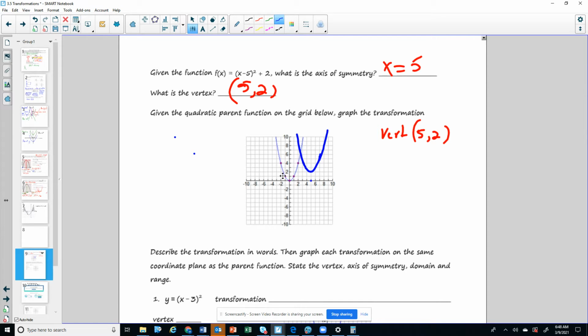So this is the parent graph right here, the light blue graph. So x minus 5 means that the graph goes to the right 5 units. So if you slide over 5 units on the x-axis, we're right here. And the 2 means that it went up 2 units, 1, 2. So that's the new vertex of the graph. As you can see now, the vertex is (5, 2), which is right here. So you have to change the sign of the 5 when you write the vertex.